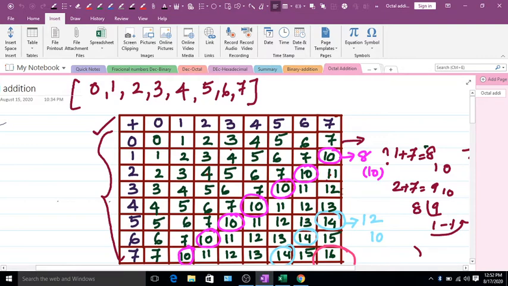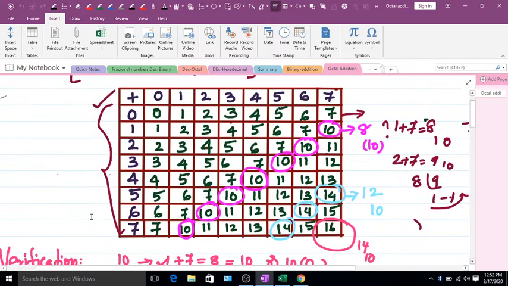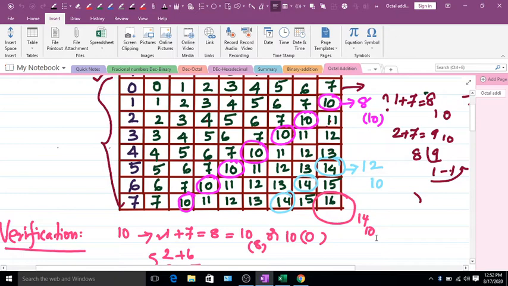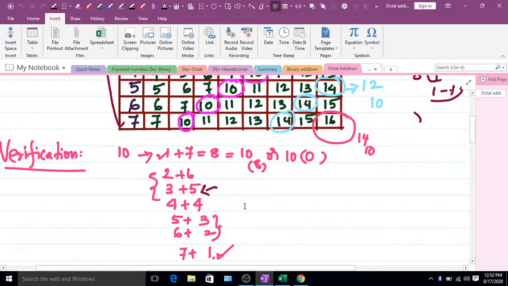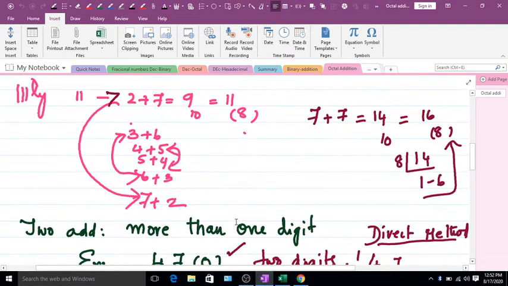12. When will you get 12? 12 is what? 3 plus 7 is 10. 10 means 8 ones are 8, 2 remainder, so 12. Like that, you will be filling up the table. Last one is 7 plus 7. 7 plus 7 is 14. 14 is 8 ones are 8, remainder is 6, so it is 16. So this is how you will be verifying 10, 11 like this. Either 3 plus 6 or 6 plus 3. 4 plus 5, 5 plus 4. Like that, you will be verifying.